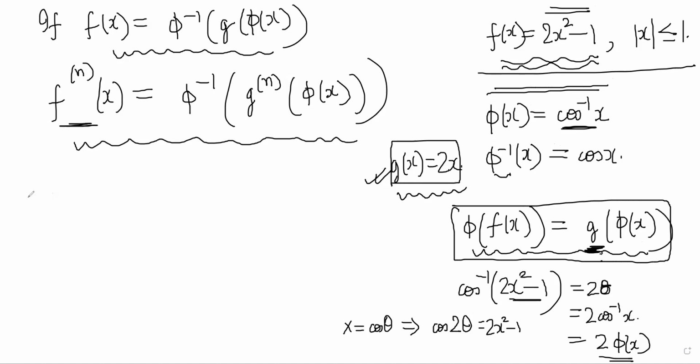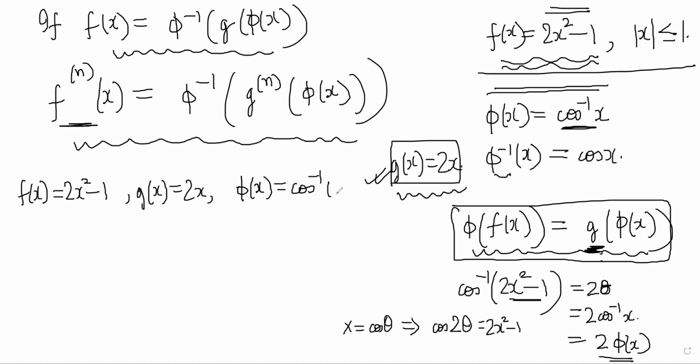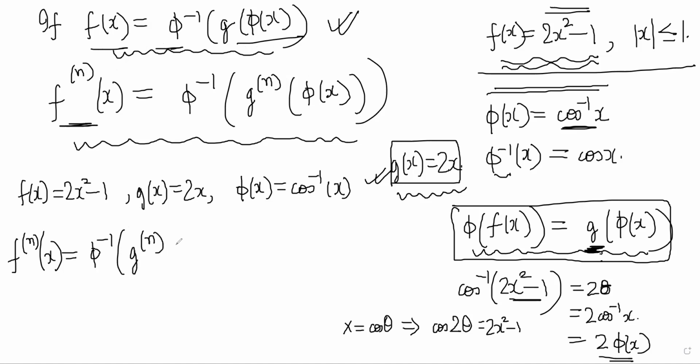So what we have here is f of x is 2x squared minus 1, g of x is 2x, and phi of x is cos inverse x, right? Therefore, that satisfies this condition: f of x is phi inverse of g of phi of x, right? We have already verified that. Then obviously f^n of x would be phi inverse of g^n of phi of x, right?